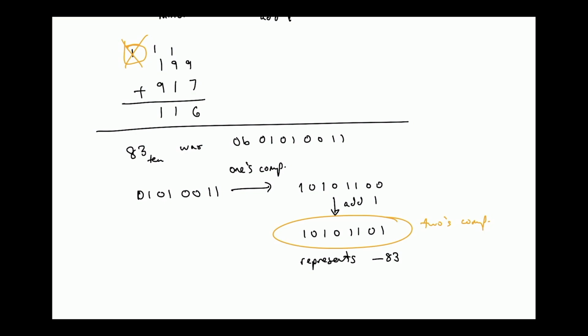So I started with the representation of 83, and now I have the representation of minus 83. What ought to happen if I take the representation of minus 83 and add it to the representation of 199? What should I get as the answer? The representation of 116, right? So let's see if that in fact happens. Do we see what we're trying to accomplish here? Yes.